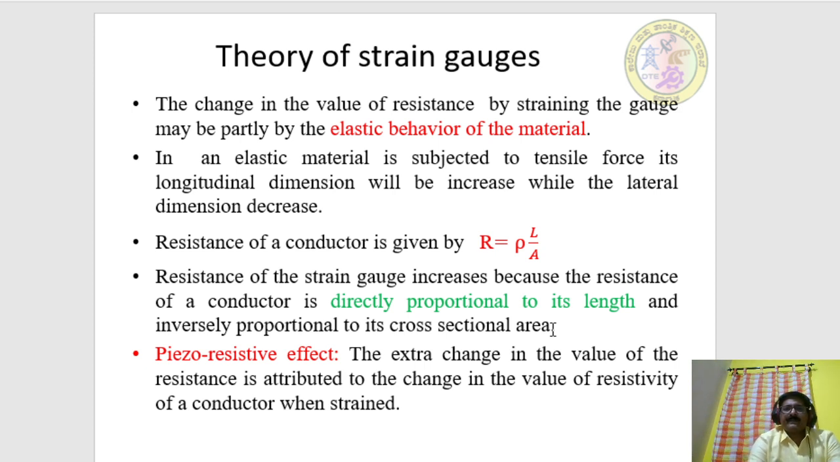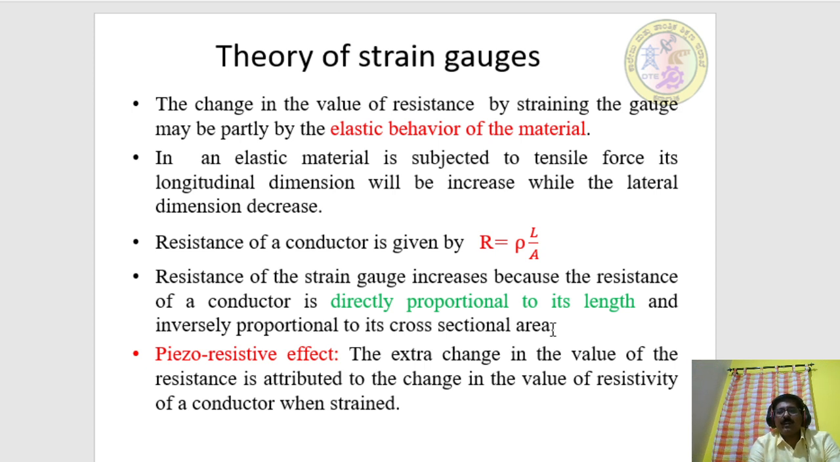So first, the change in the value of the resistance by straining the gauge may be partly due to the elastic behavior of the material. Moreover, if an elastic material is subjected to a tensile force, its longitudinal dimension will increase while the lateral dimension decreases. You are well aware that longitudinal dimension means length, and linear dimension means diameter. The resistance of a conductor is given by the equation R is equal to rho into L by A.